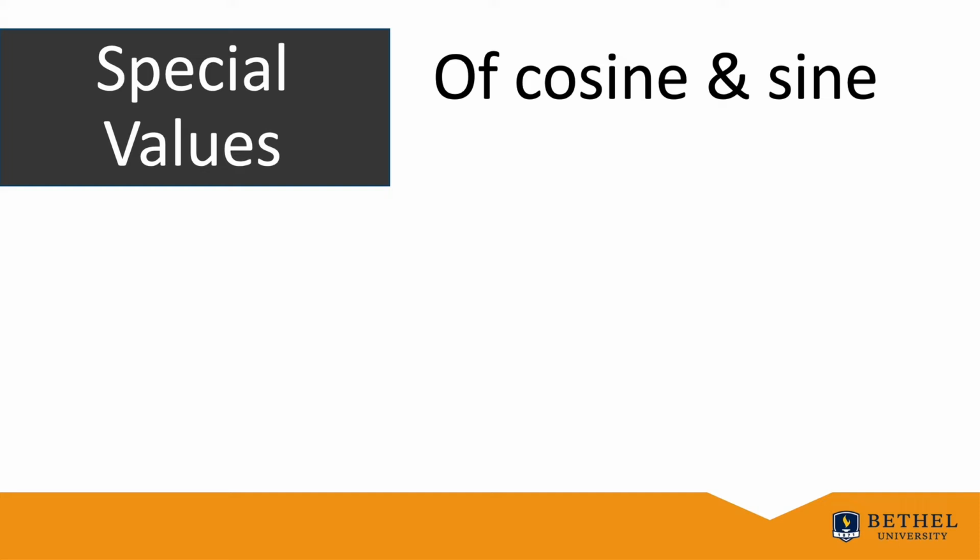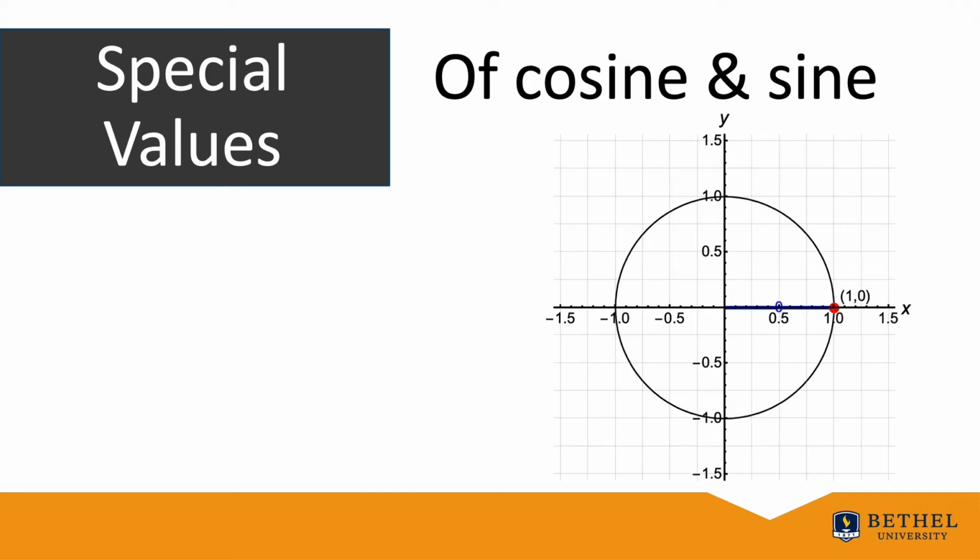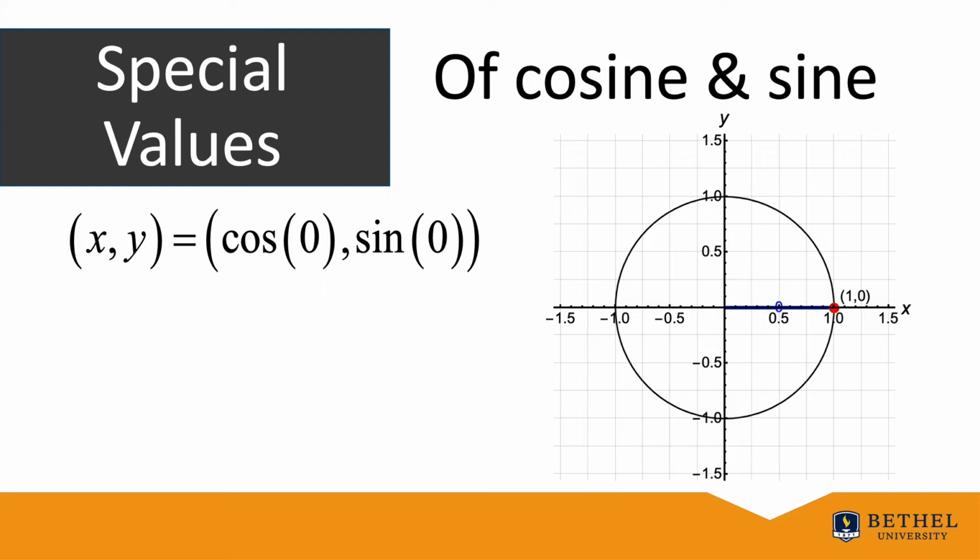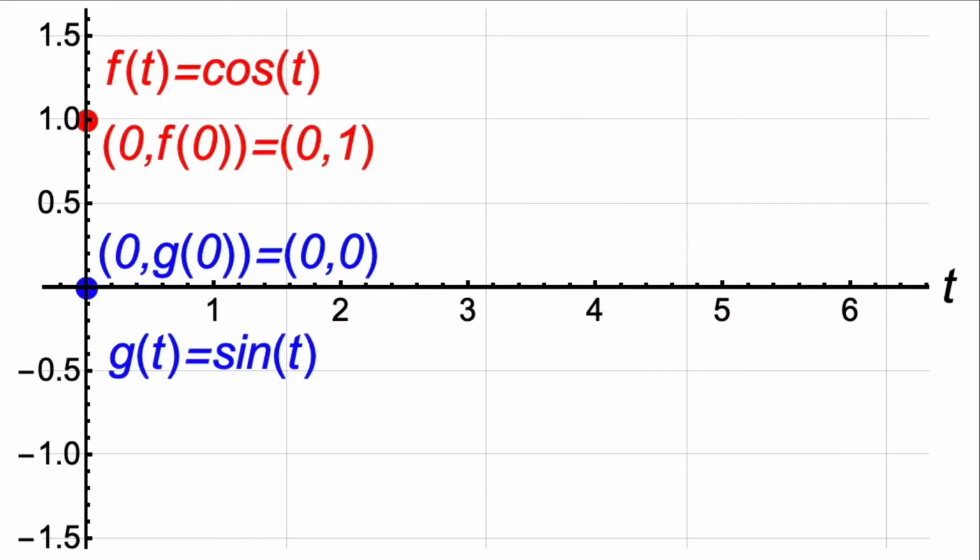The first special value to know is when t equals 0. In other words, when Trig Bug is at the starting point (1, 0). The distance traveled is 0, the angle is 0. Therefore, the point (x, y) equals (cosine of 0, sine of 0) is the point (1, 0). Cosine of 0 is 1 and sine of 0 is 0. Therefore, when we start making the graphs of cosine and sine, the point (0, 1) is on the graph of cosine and the point (0, 0) is on the graph of sine.